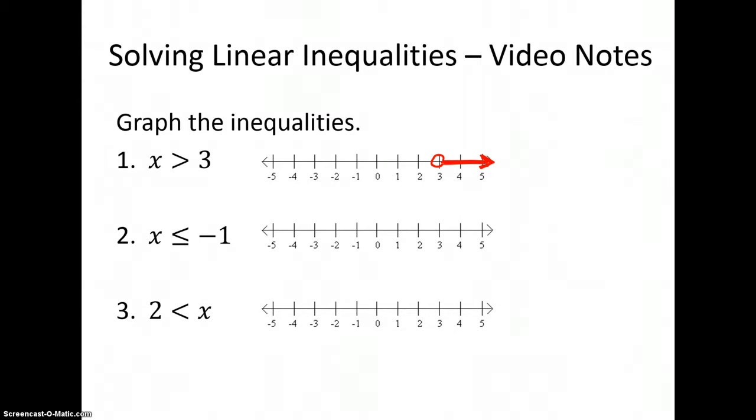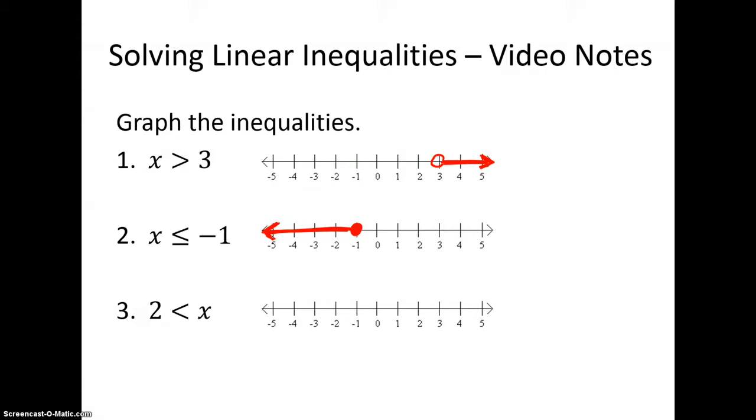Number 2, we want x is less than or equal to negative 1. So we're going to put a closed circle here on negative 1 because x can be less than or equal to negative 1. So we want to include negative 1 in our set. And we're going to shade to the left where the less than values are. Those are all the values less than negative 1.